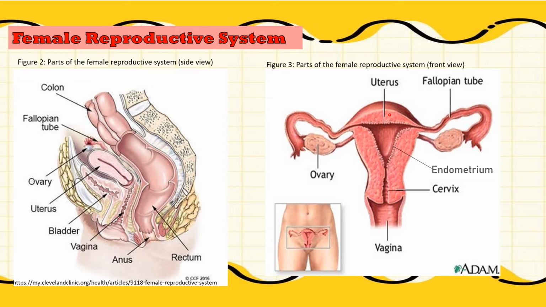The uterus is the cavity where the fertilized egg will be implanted. Then, yung sa sides niya, it has a lining called the endometrium. Then, it has an opening, the cervix, that divides the uterus and vagina. Itong vagina, this is the part of the female reproductive system which will receive the male penis during mating.